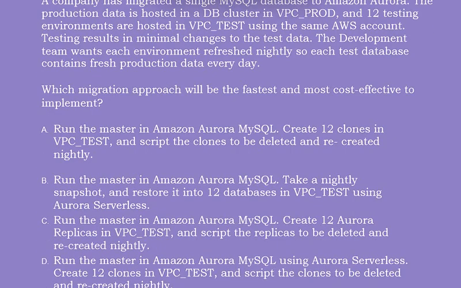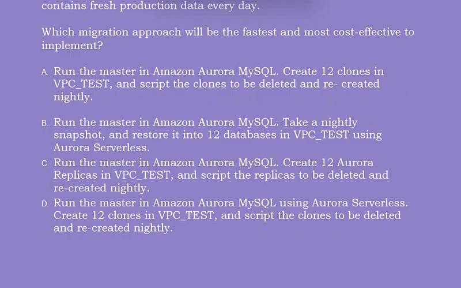Option A. Run the master in Amazon Aurora MySQL. Create 12 clones in VPC_test and script the clones to be deleted and recreated nightly. Option B. Run the master in Amazon Aurora MySQL. Take a nightly snapshot and restore it into 12 databases in VPC_test using Aurora Serverless.